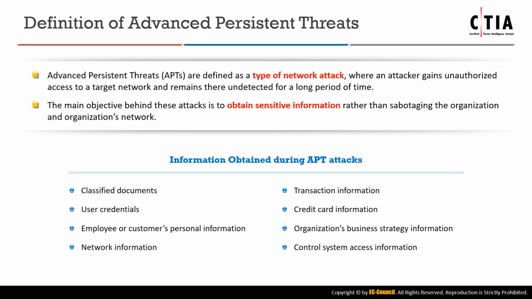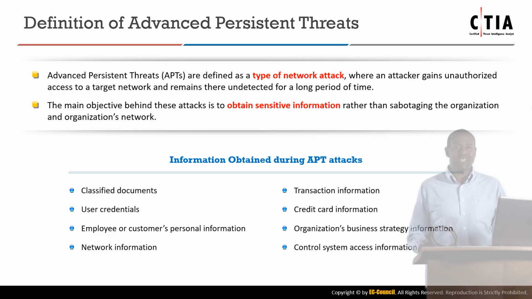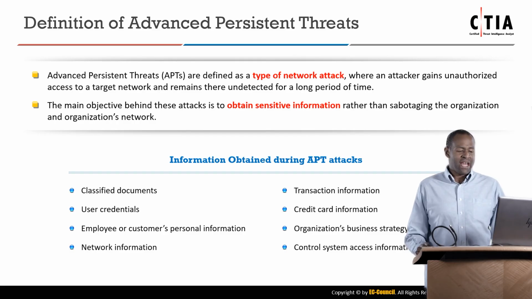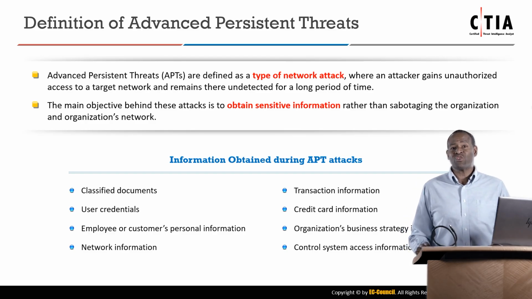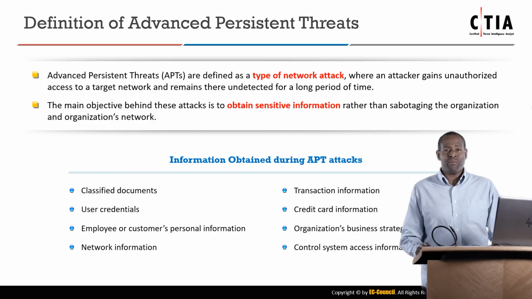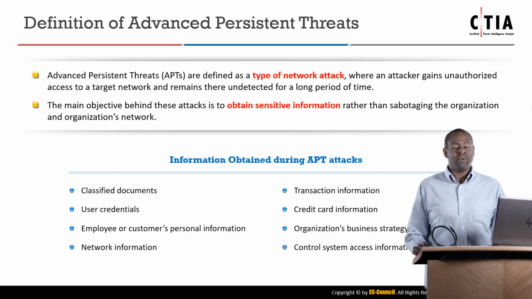Transaction information. You can collect information as to what happens every time certain types of transactions take place on that host. Maybe get credit card information, or maybe even look at the organization's business strategy and then export that information to another organization that is a competitor, or control system access information. Take control of that system and maybe even grant the attacker better access to that system or even the network.